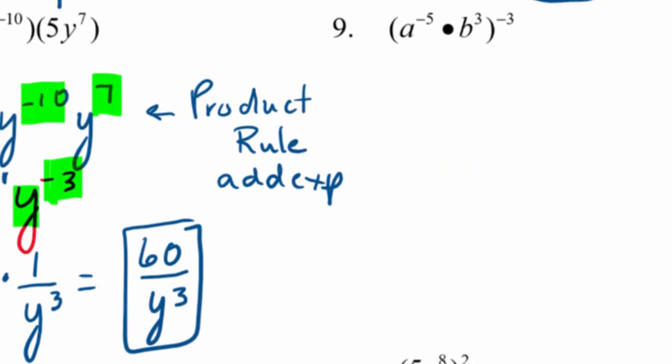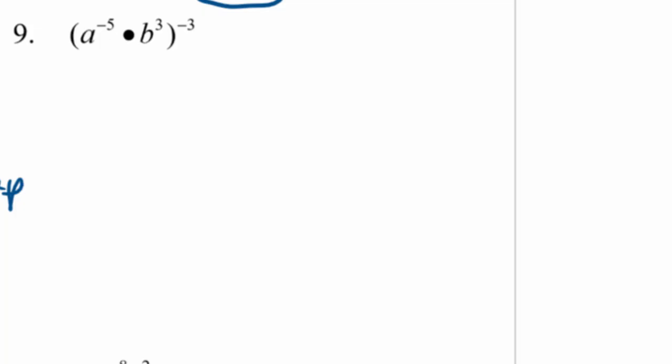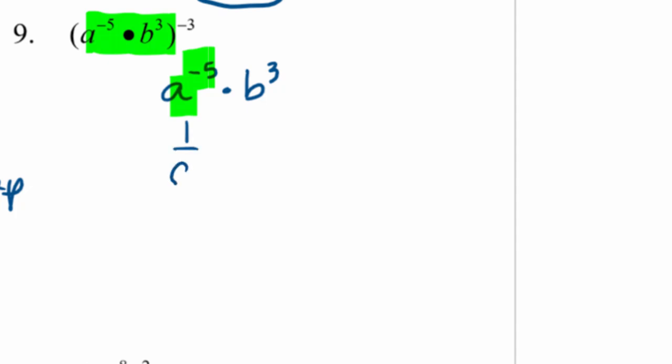In number 9, there's a couple of things happening here. Let's look at the parentheses first. Let's take care of that. Here's what we have. We have a to the negative 5th power times b to the 3rd. We have that first. And then this is our negative exponent that needs to move. So we're going to write 1 over a to the 5th times the b cubed, which is okay. So we have b cubed over a to the 5th.